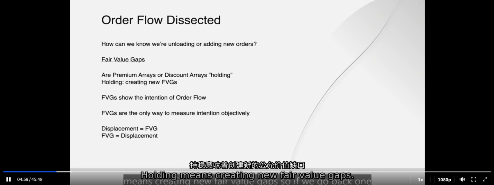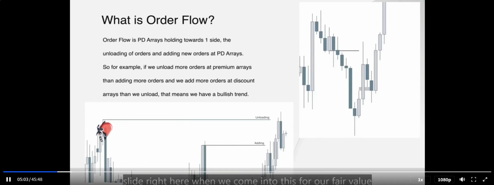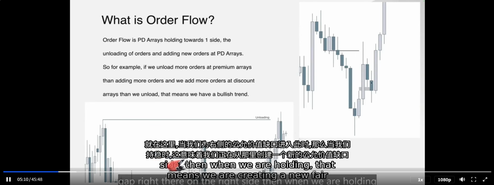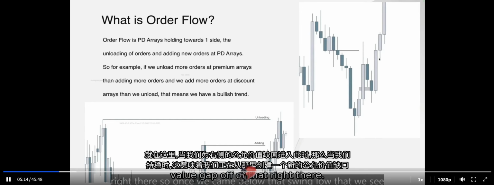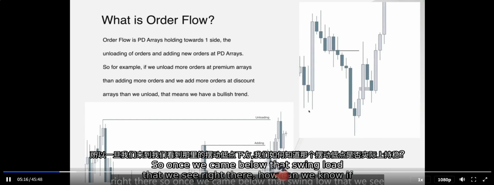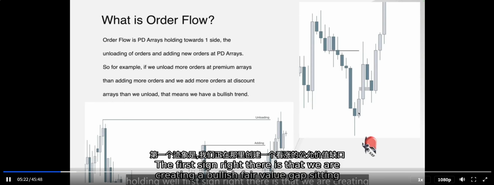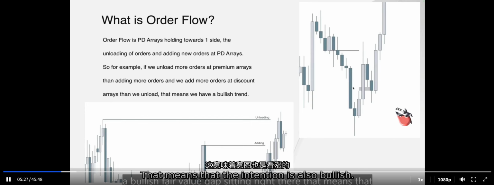Holding means creating new fair value gaps. So if we go back one slide, right here, when we come into this 4-hour fair value gap on the right side, then when we are holding, that means we are creating a new fair value gap off of that. So once we came below that swing low, how can we know if that swing low is actually holding? Well, first sign right there is that we are creating a bullish fair value gap sitting right there. That means that the intention is also bullish.